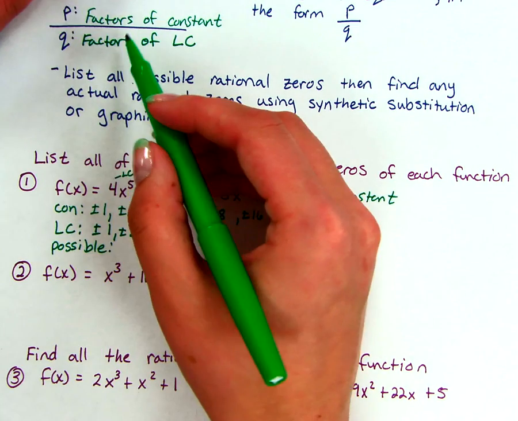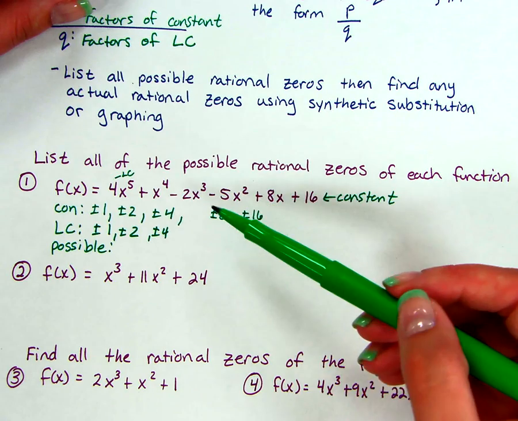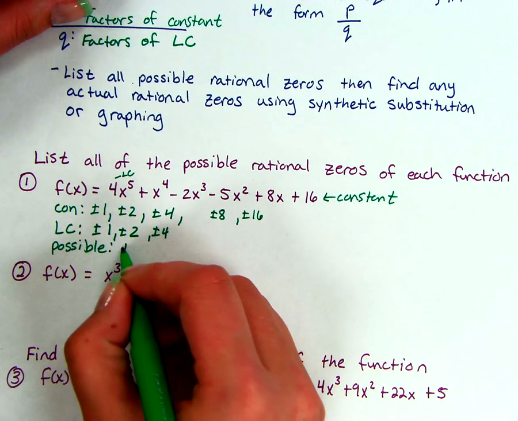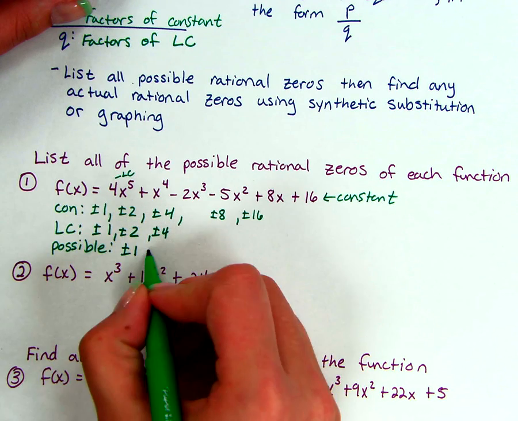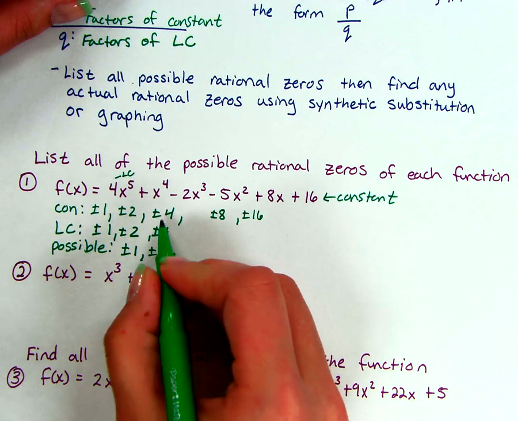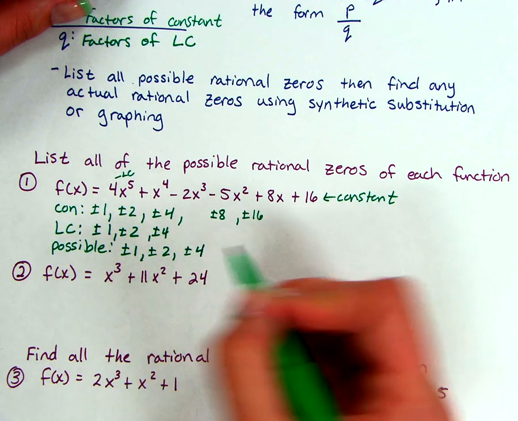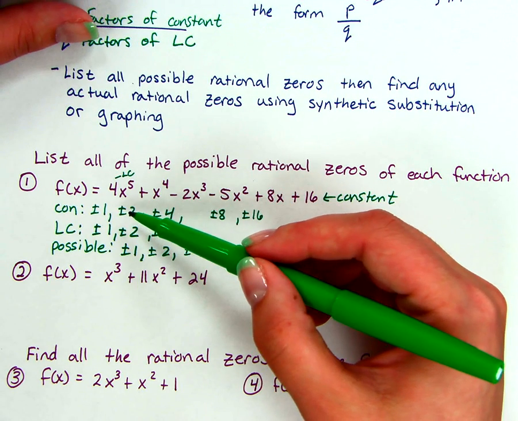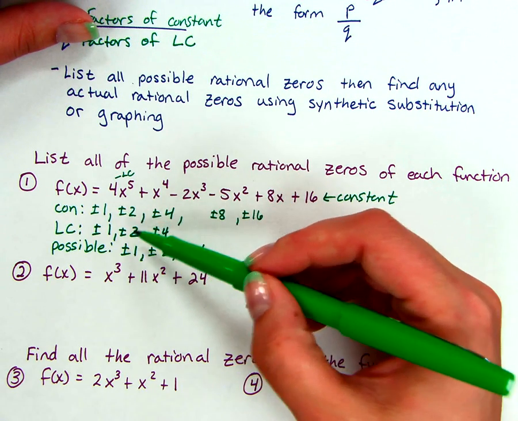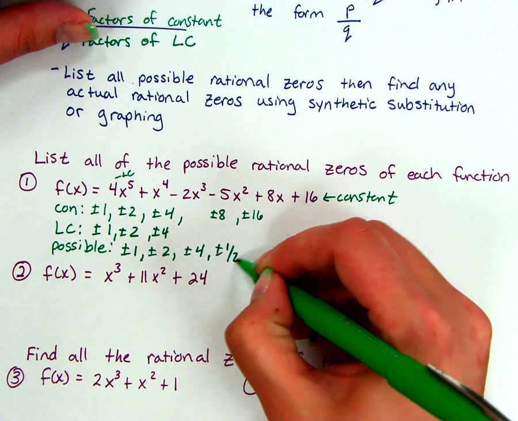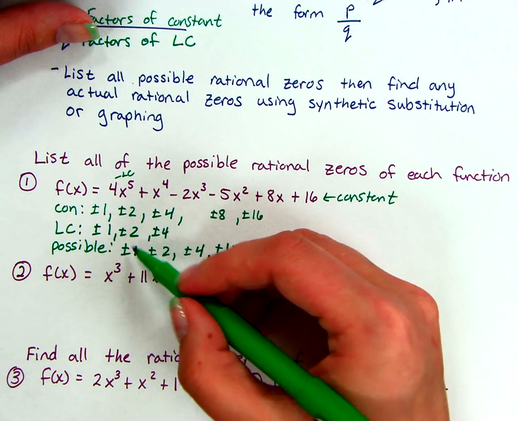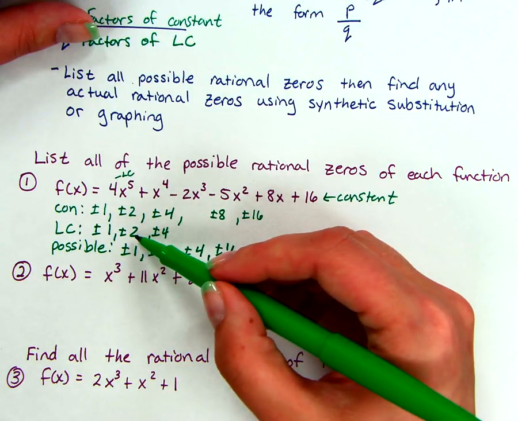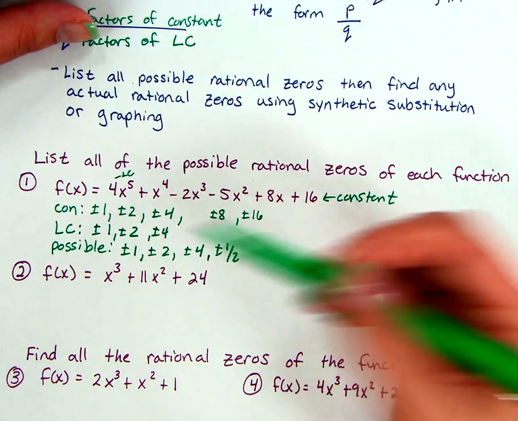We're just setting up a fraction, taking each number in the constant divided by each number in the leading coefficient. So 1 divided by 1 is 1. 2 divided by 1 is 2. 4 divided by 1 is 4. And then we go back and divide by 2. 1 divided by 2 is 1/2. 2 divided by 2 is 1, which is already on the list, so we don't need to rewrite it. 4 divided by 2 is 2, again on our list.